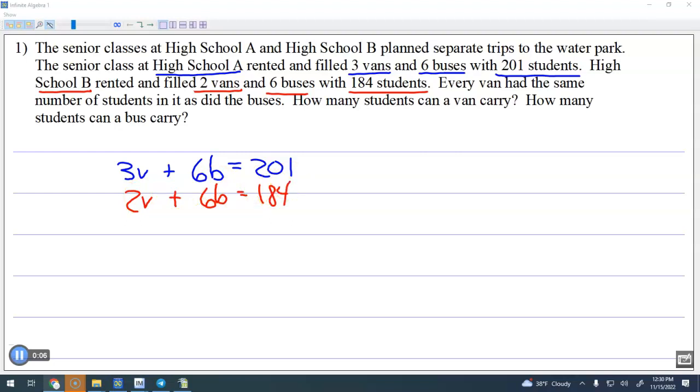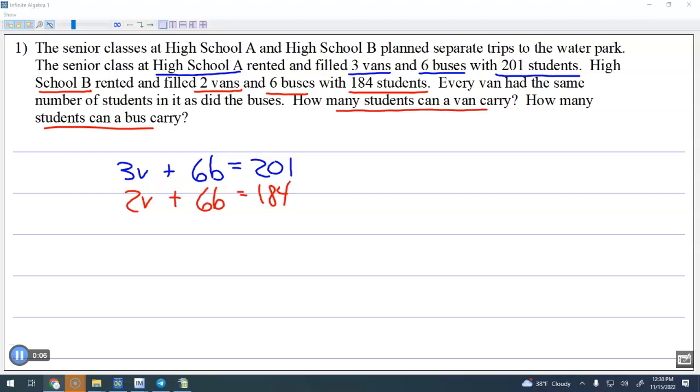Yeah. So now it's the game of I gotta make 2 things cancel out. It's kind of my choice. You have to answer both questions. You gotta tell me how many students a van can carry and how many students a bus can carry. So if I add these up right now, will things cancel? They will not, because I'll get 5V, I'll get 12V, right? But I'm close. What can I do to make it so things would cancel?